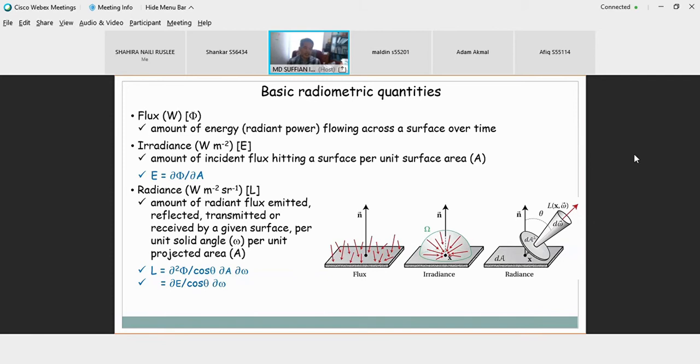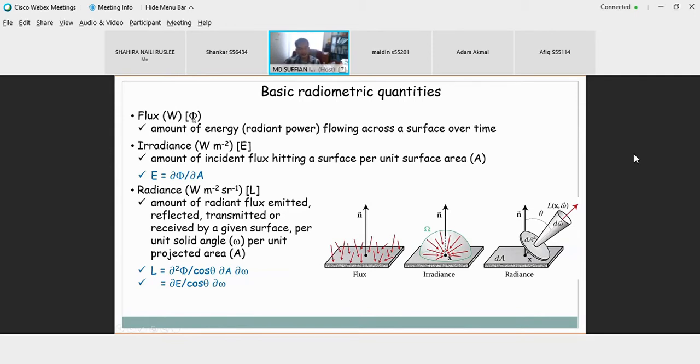Sebagai contoh, cahaya yang sampai dekat atmosfer bumi, ni dalam unit watts. Itu adalah kita panggil sebagai energy flux ataupun radiant power. Simbol dia adalah phi. Unit adalah watt.